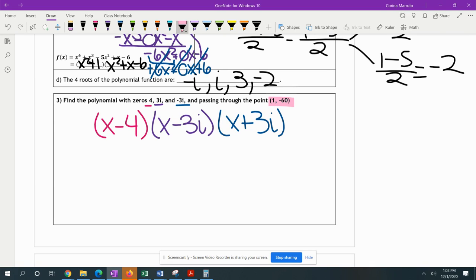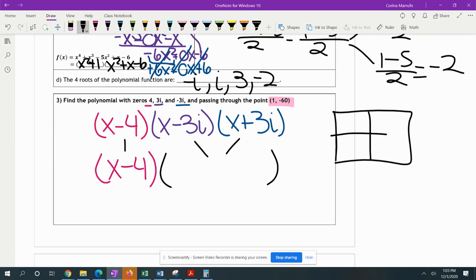Okay, so what we have to do is multiply. I'm going to start off by multiplying my conjugates first, these two, and then we will multiply the x minus 4 once we are done multiplying these two. I'm going to do this off to the side in a box. We have x minus 3i and x plus 3i. Once you catch on to the pattern, you won't have to use the box method.